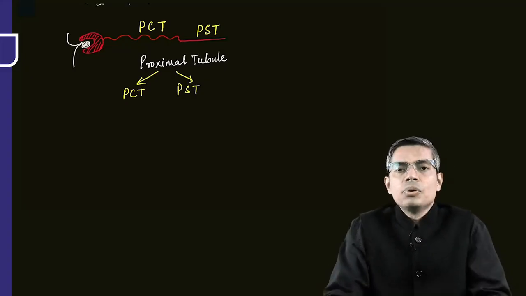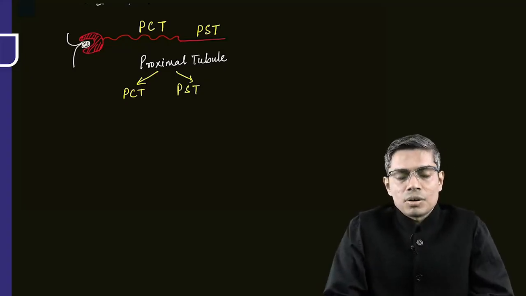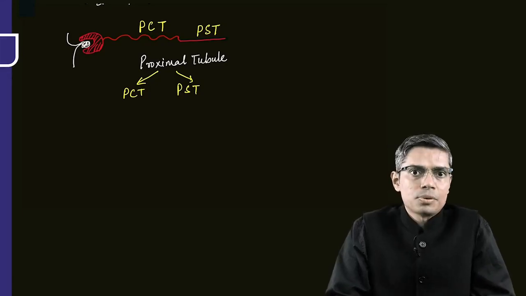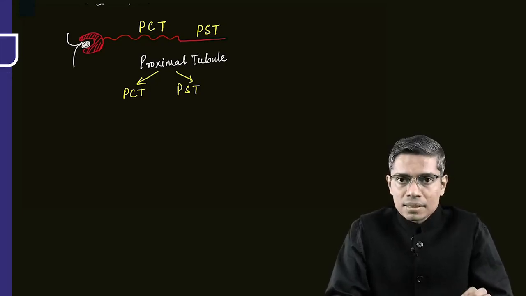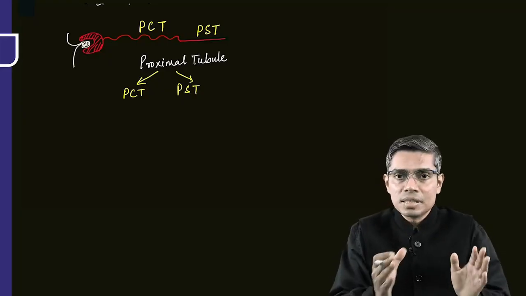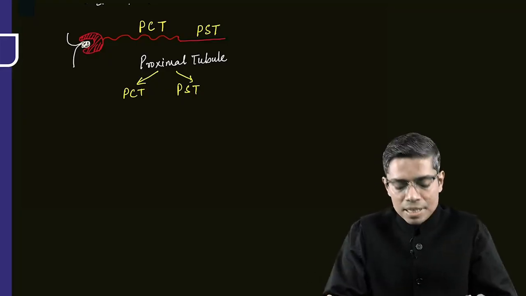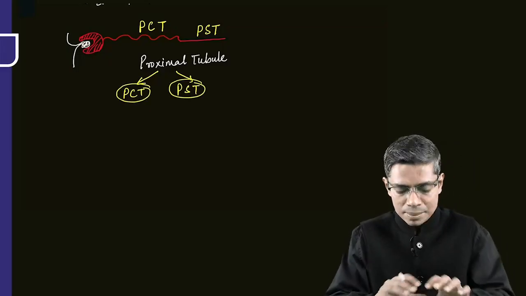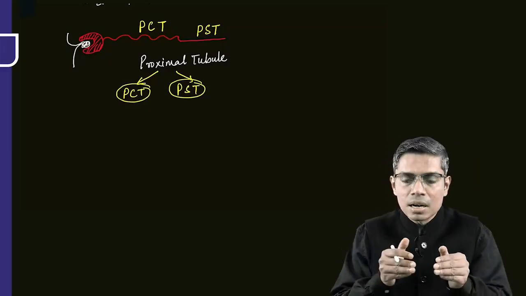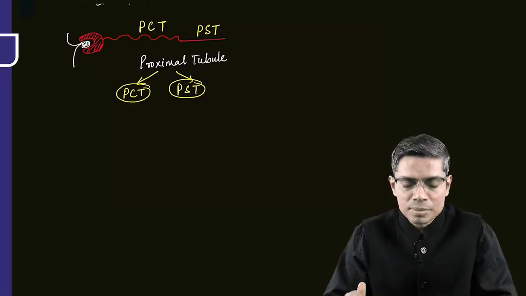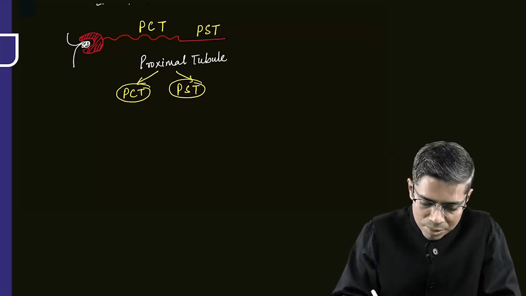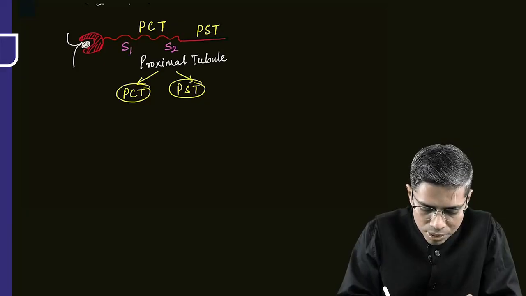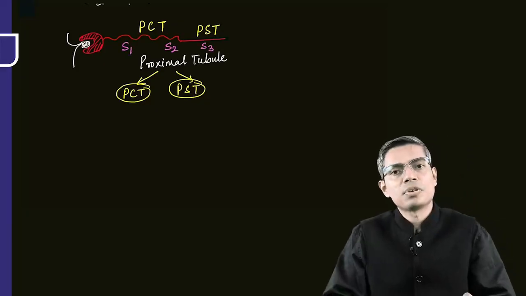Now, if you look at the ultrastructure of these proximal tubules, under the electron microscope, then there are three different segments within this same proximal tubule. So what I am saying, although we are classifying the proximal convoluted tubules and proximal straight tubule depending on the gross structure, if you look at the ultrastructure of the epithelium cells of this proximal tubule, there will be three subdivisions, and those subdivisions are known as S1, S2 and S3 segment of the proximal tubule.